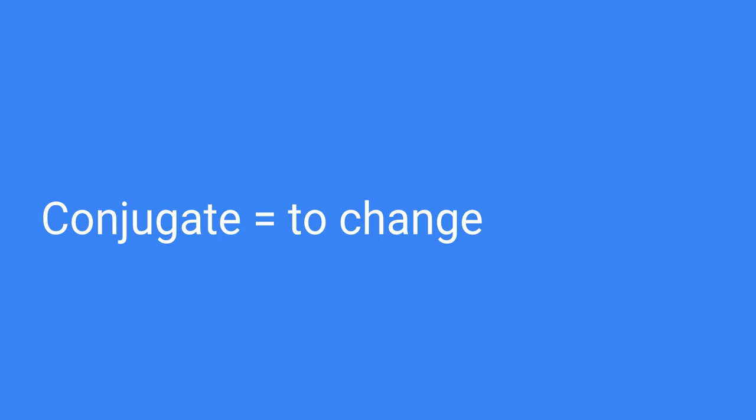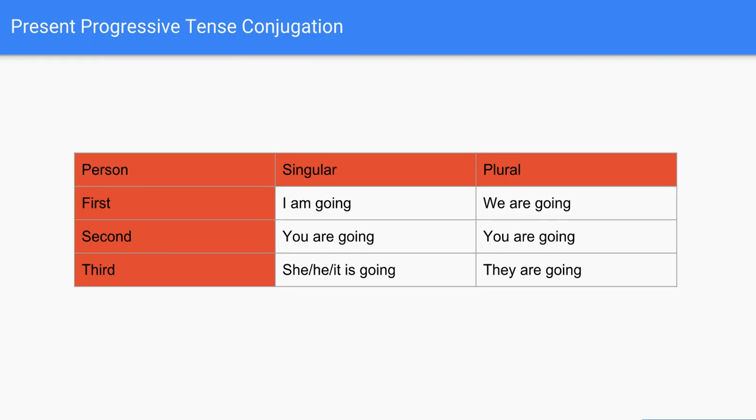So looking at our conjugation, with present, it's I am going, you are going, she, he, it is going, we are going, you are going, they are going. Are is plural, so we're going to use that in all of our plural forms. You are going stays the same even in singular, but am and is will change for first and second person. Be is an irregular verb, so it changes differently all the way through.